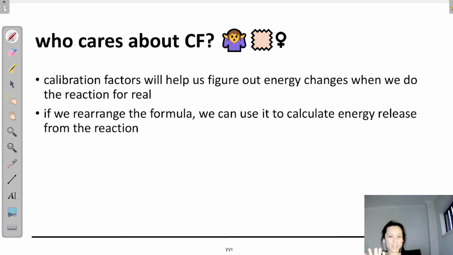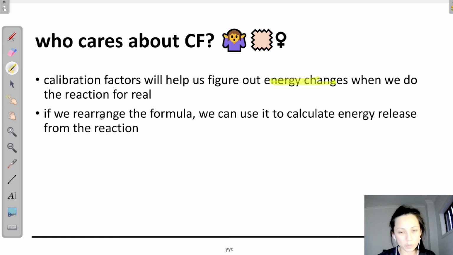So really, who cares about a calibration factor? Well, now that we know how much energy it takes to change the temperature by 1 degree in that calorimeter, and we've also been able to figure out whether it's well insulated or not, we can use that information to figure out the energy changes when we do a reaction for real. So this is the second part.